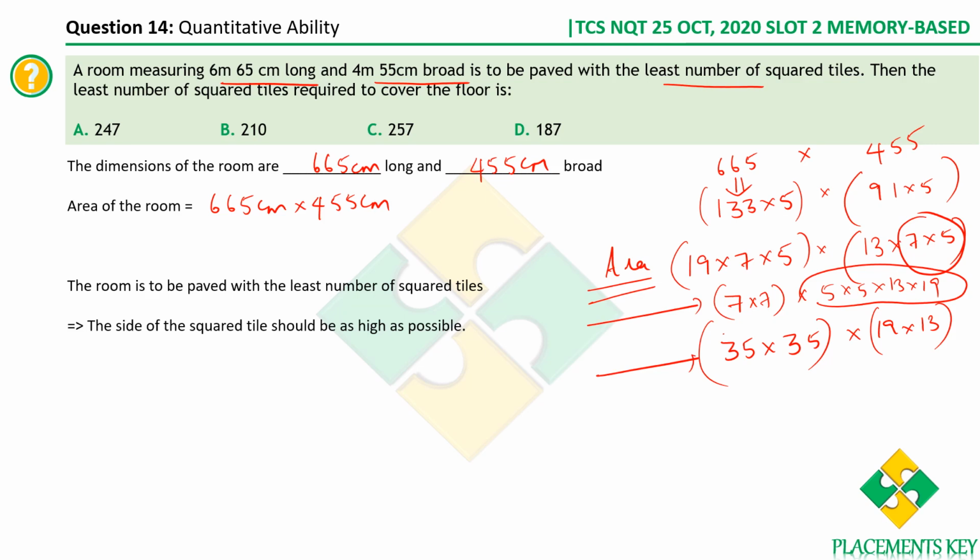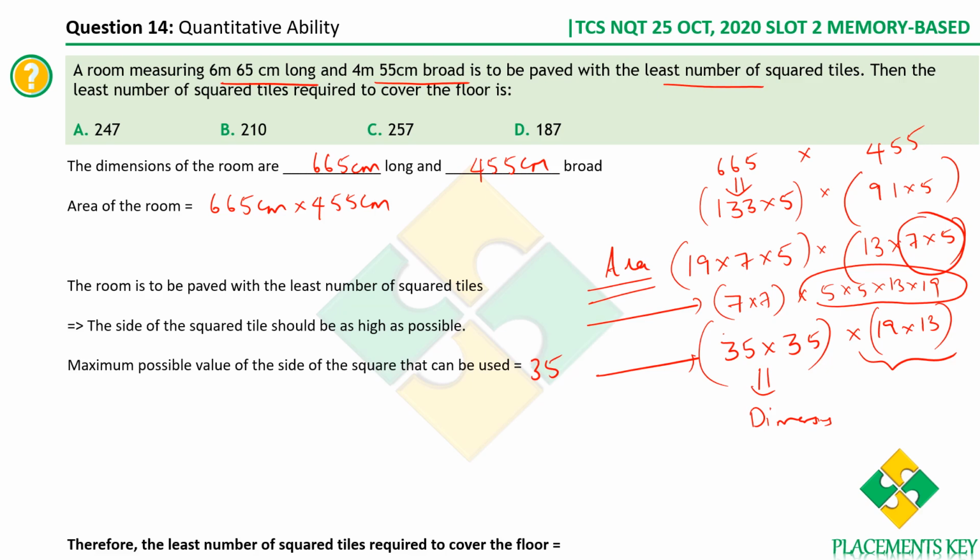Is it clear? Therefore, what is the side of the square tile that is possible? That is 35. The maximum size possible is only 35 because that's the maximum common factor that we can take out of it. So these are the dimensions. So how many such squares are required? It is 19 into 13. Let me capture here that the maximum possible side of square is 35. Therefore, the least number of square tiles to cover the floor is 19 into 13.